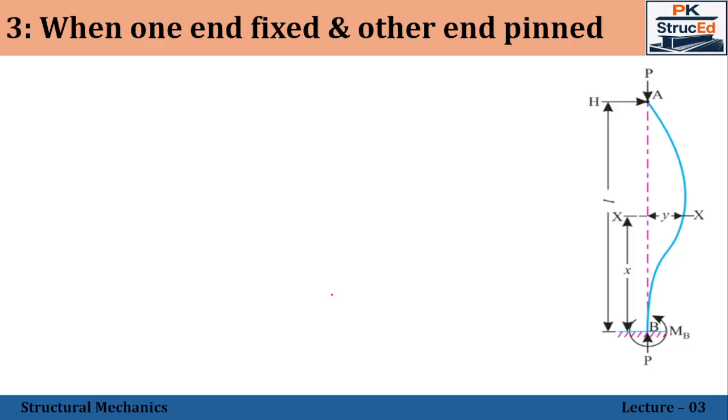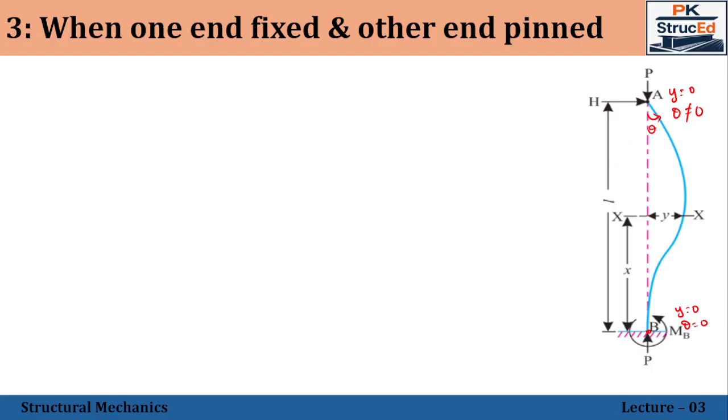Then the third condition is one end fixed and the other end pinned or hinged. Right. So, in this case, you can see at the point B, deflection is 0 as well as slope is also 0. Whereas with respect to point A, deflection is equal to 0, whereas theta is not equal to 0 because we have the slope. So, that is the boundary condition we are going to take.